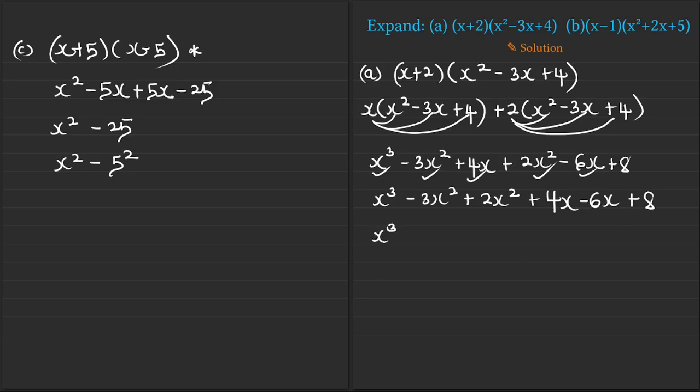Simplifying, we have our x to the power 3, negative 3x squared plus 2x squared gives us a negative x squared. Then we come to 4 minus 6, that gives us a negative 2x. And then we have plus 8. It is obvious there's nothing left to simplify. So this becomes our final answer for this question.